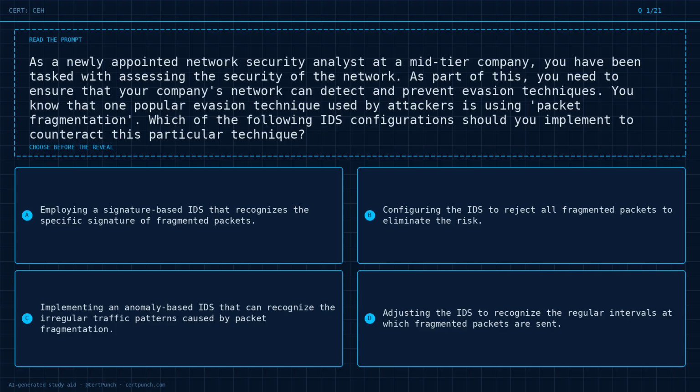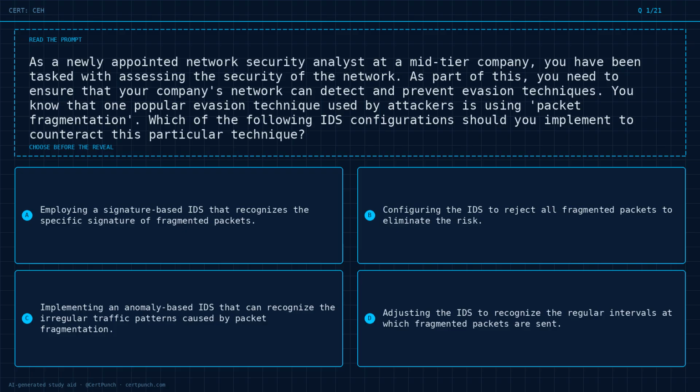Question 1 of 21. As a newly appointed network security analyst at a mid-tier company, you've been tasked with assessing the security of the network. As part of this, you need to ensure that your company's network can detect and prevent evasion techniques. You know that one popular evasion technique used by attackers is using packet fragmentation. Which of the following IDS configurations should you implement to counteract this particular technique?